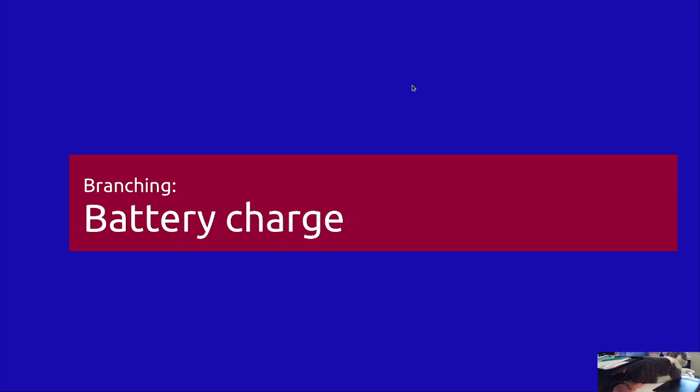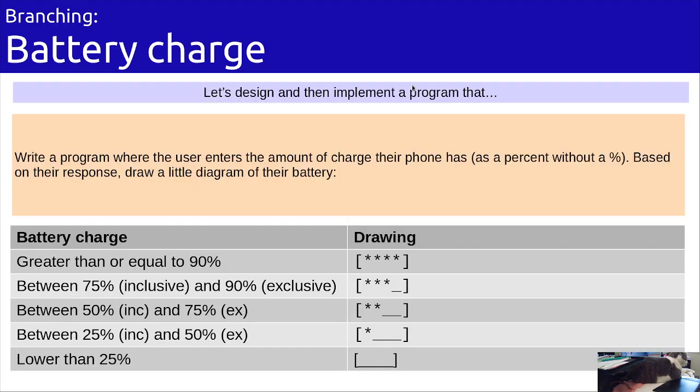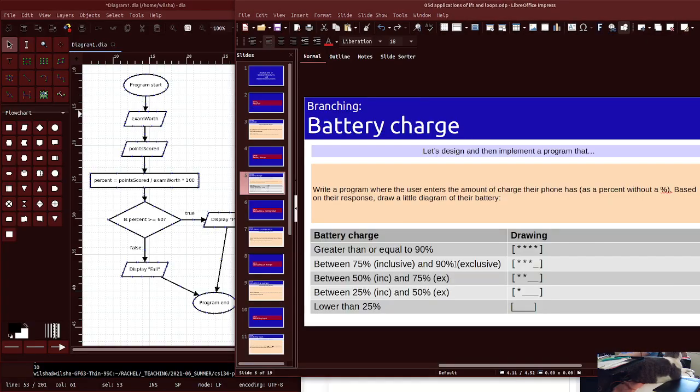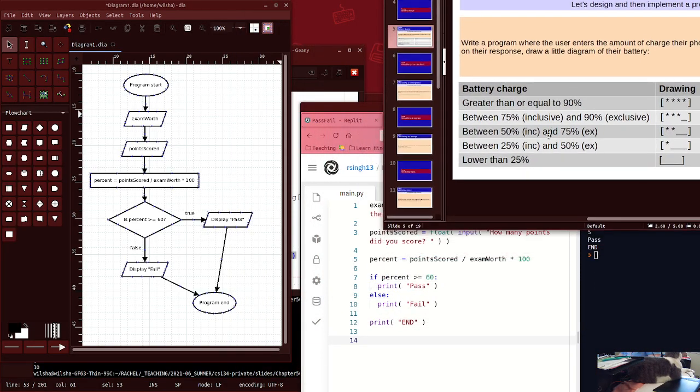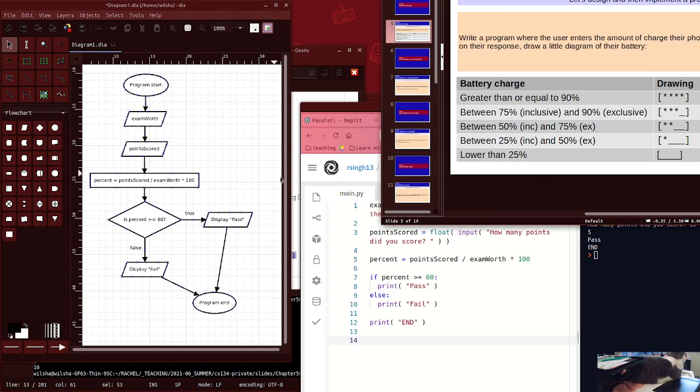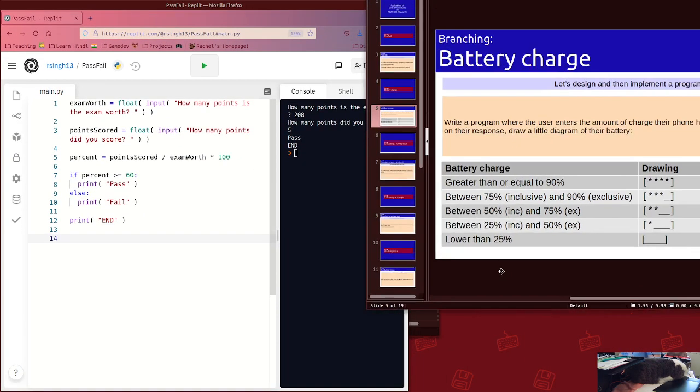Next one, battery charge. Have the user enter the amount of charge their phone has as a percent without the percent sign, because we can't really work with that as a variable type. Based on their response, draw a little diagram of their battery. So just some basic keyboard keys, the square brackets and asterisks and underscores, and we'll basically try to represent what their charge is based on that. I'm not going to make a diagram for this one because this is just going to be a bunch of if, else if statements, so we'll just jump into this.